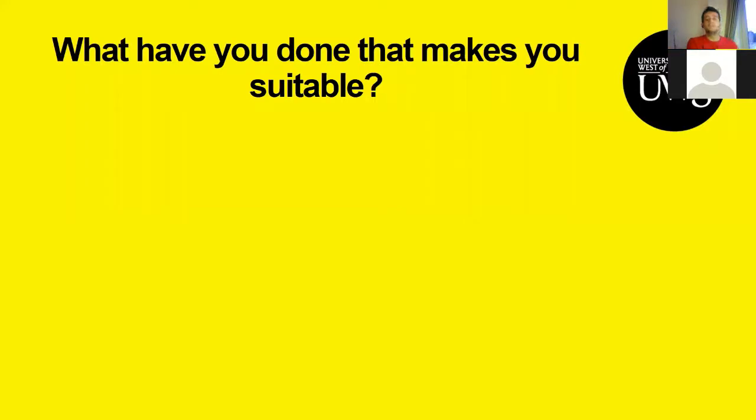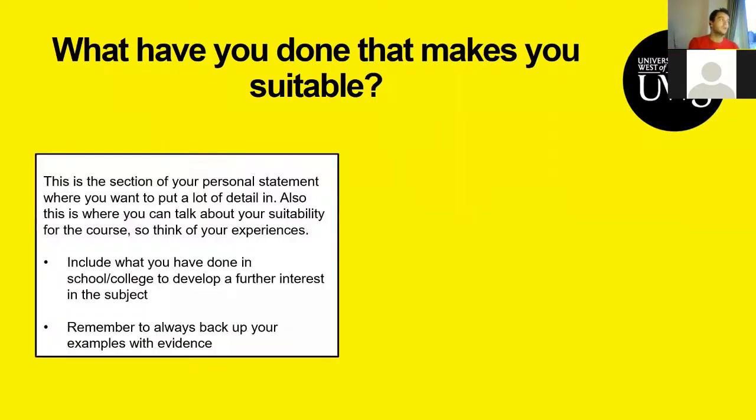So the second section is, what have you done that makes you suitable? This section of your personal statement is where you want to put a lot of detail in. This is where you talk about your suitability for the course. So think of your experiences. Include what you've done in college or school to develop a further interest in the subject. And remember to always back up your examples with evidence.